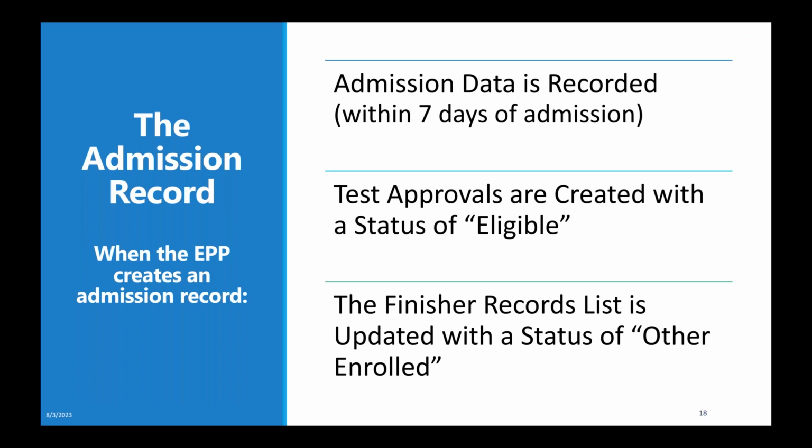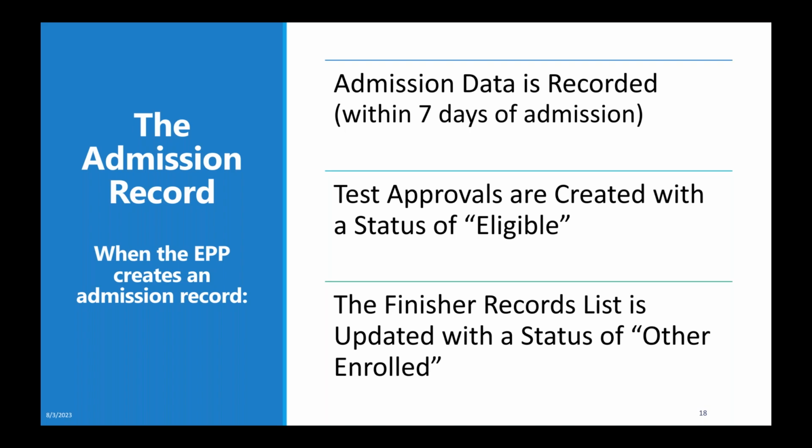When a candidate is admitted to your EPP, create an admission record within 7 calendar days of the candidate's formal date of admission. When the record is created, ECOS will then add the candidate to your test approval list for the required certificates identified in the admission record. The candidate's status will be marked as eligible because the EPP decides when they are ready for testing and when to approve it.